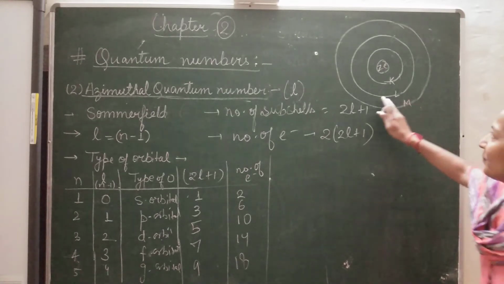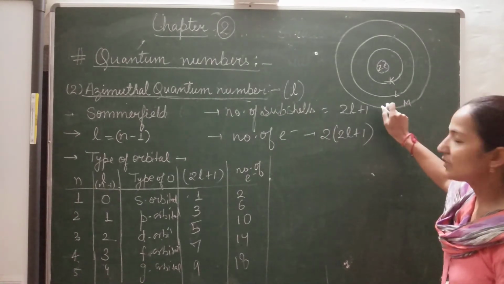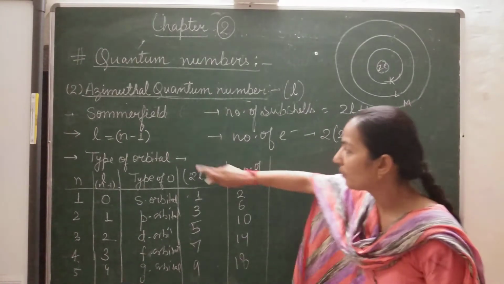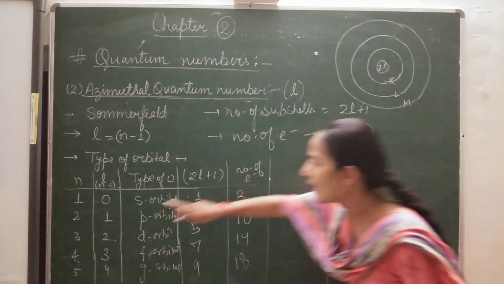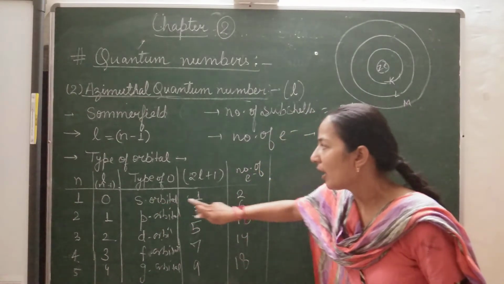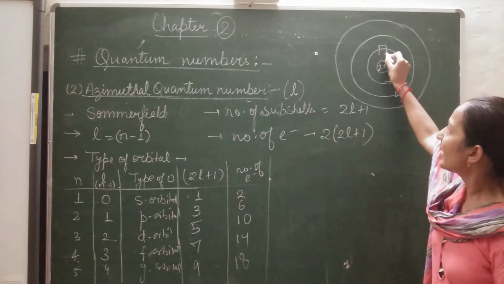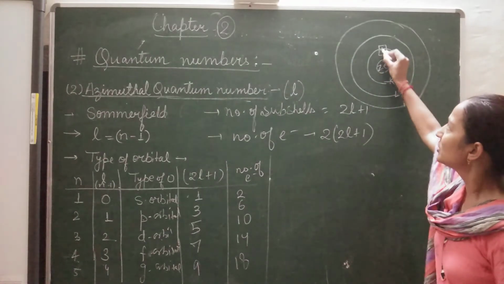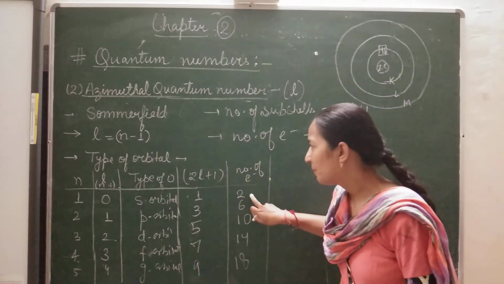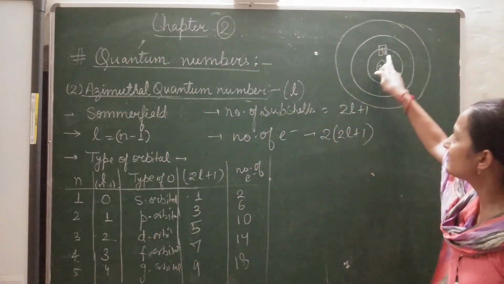What is l? In any orbital, it gives information about the type of orbital. Like in K, that is n equals 1, which type of orbital is there? That is s. So n equals 1 has only the s orbital, in which 2 electrons are present, and only one subshell is there.